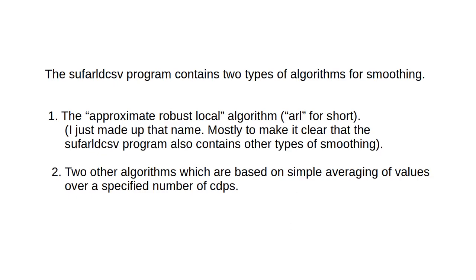The SUFARLDCSV program contains two types of algorithms for smoothing. One, the approximate robust local algorithm, ARL for short. I just made up that name, mostly to make it clear that the SUFARLDCSV program also contains other types of smoothing. Two other algorithms which are based on simple averaging of values over a specified number of CDPs.